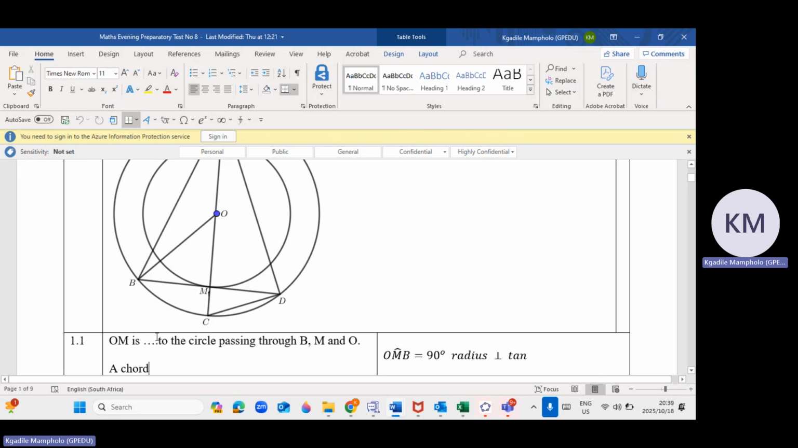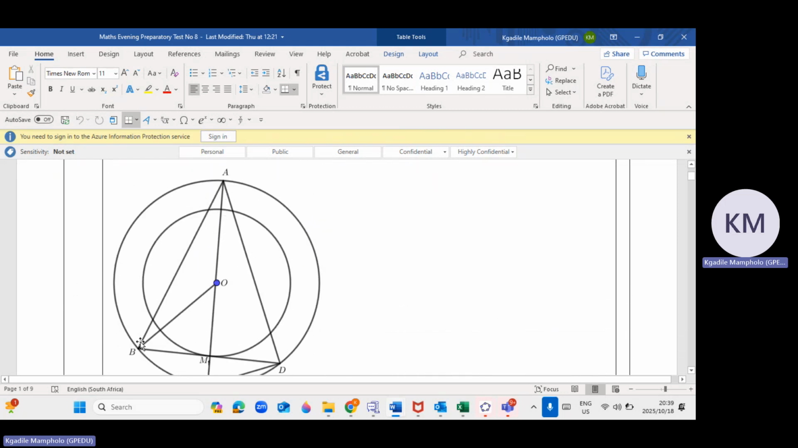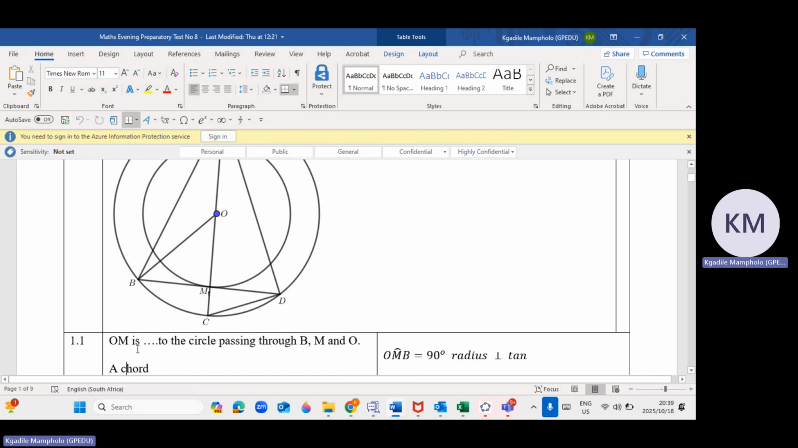I wanted to say not OM. Let me just quickly show it. We talk about OB, not OM. Let's say OB. What is OB supposed to be? OB is the diameter to the circle passing through B, M and O.